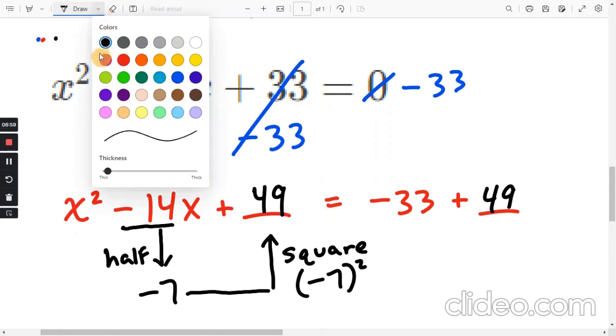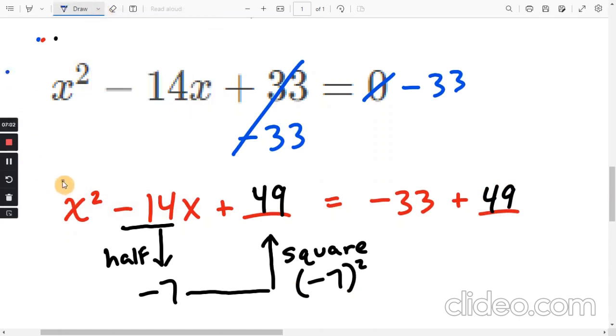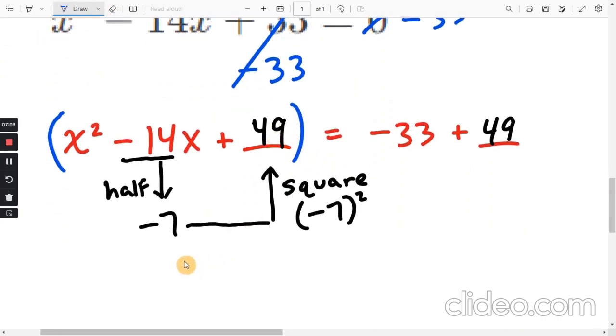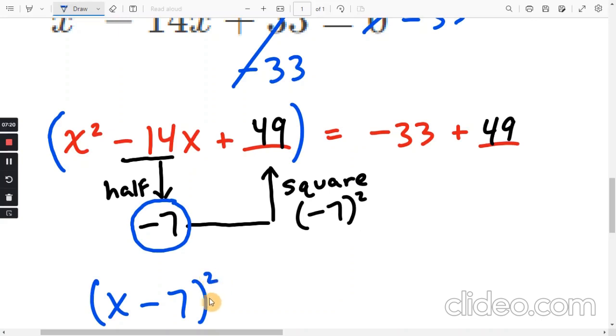And now, just like in the first case, we're going to factor this part of the equation. But we don't have to write out the factors for 49. It's very simple. We're just going to use the number we got when we took half. So you start the binomial with an x, and then you just take the negative 7, and that whole thing is going to be squared. So this is equivalent to this right here. Now we bring down the equal sign. Negative 33 plus 49, well, 49 minus 33 is actually 16. And that is your final answer.